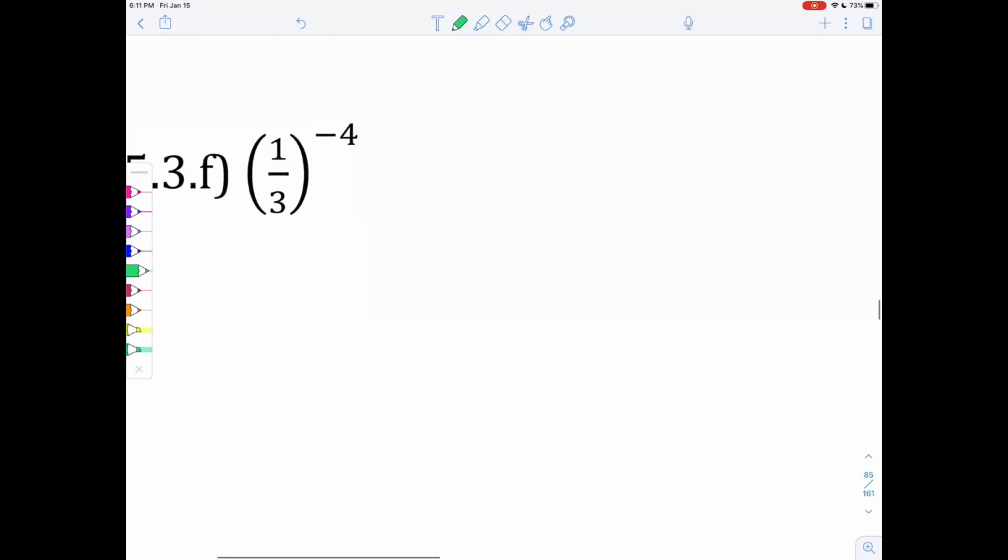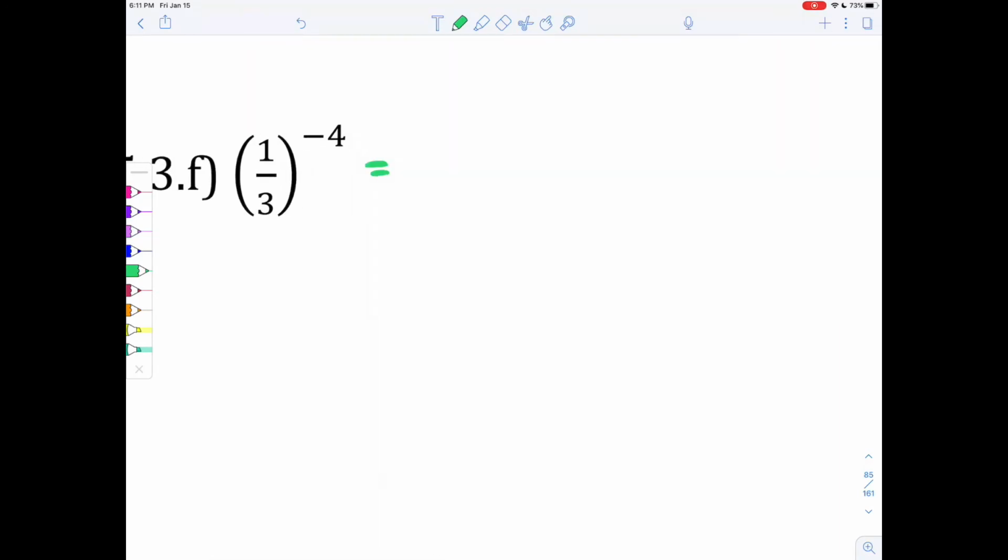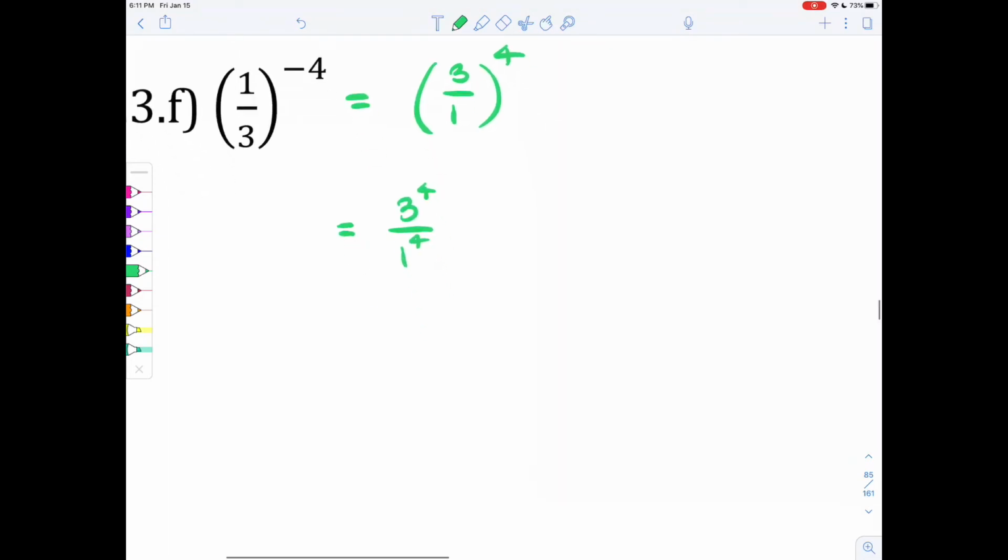1/3 to the power of negative 4. Again, we flip over the base, we take its reciprocal, and that's what allows us to change the sign of the exponent. Applying that exponent to both top and bottom gives us 3 to the 4 over 1 to the 4. 3 to the 4 is 81. 1 to the 4 is 1. It's really just 81. And as Ms. T was saying earlier, because we know that 1 to the power of anything is 1, you could even write this step as just 3 to the 4.